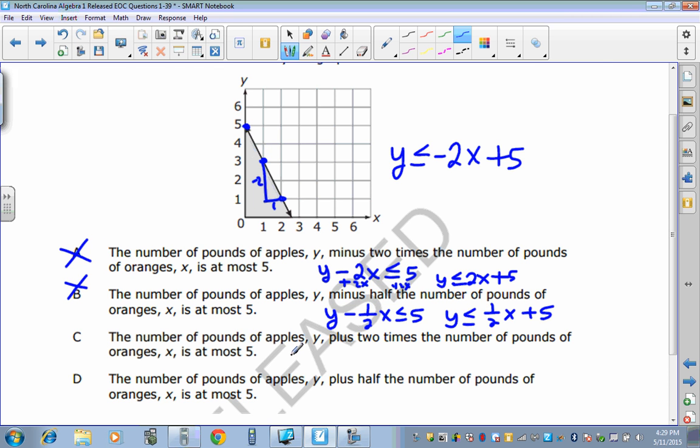Let's look at this one. The number of pounds of apples y plus 2 times the number of pounds x is at most 5. If you subtract 2x from both sides, you get y less than or equal to negative 2x plus 5, and that's what we wanted. So C is your answer.